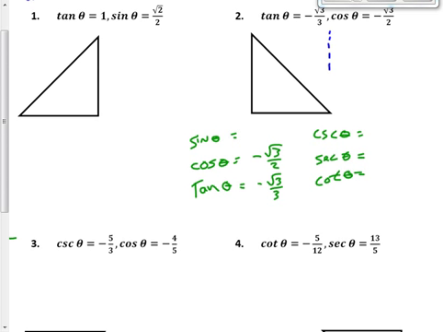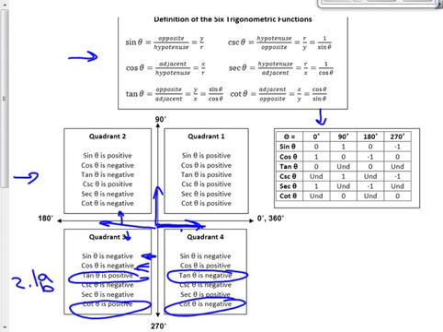Again, I want to decide where I am on the coordinate plane. This time I'm in quadrant 2 because I've got a tangent that's negative and a cosine that's negative. Well, where does that come from? It comes from back here. I've got a cosine that's negative and a tangent that's negative. So I'm over here in quadrant 2.